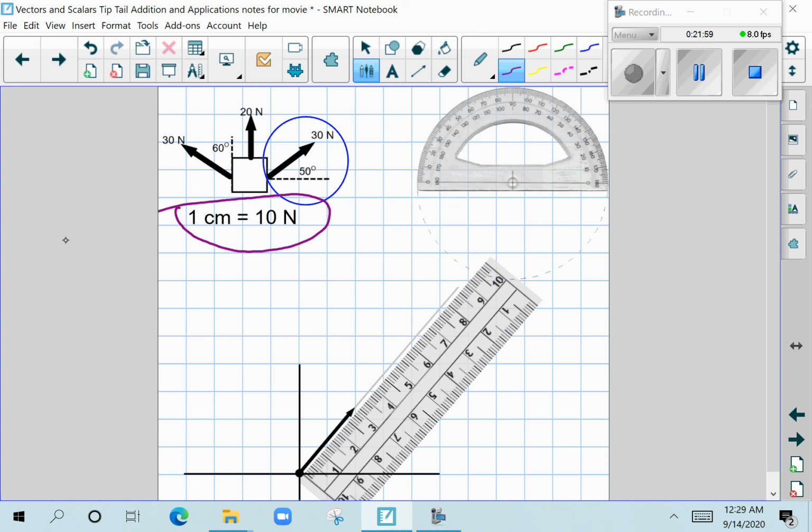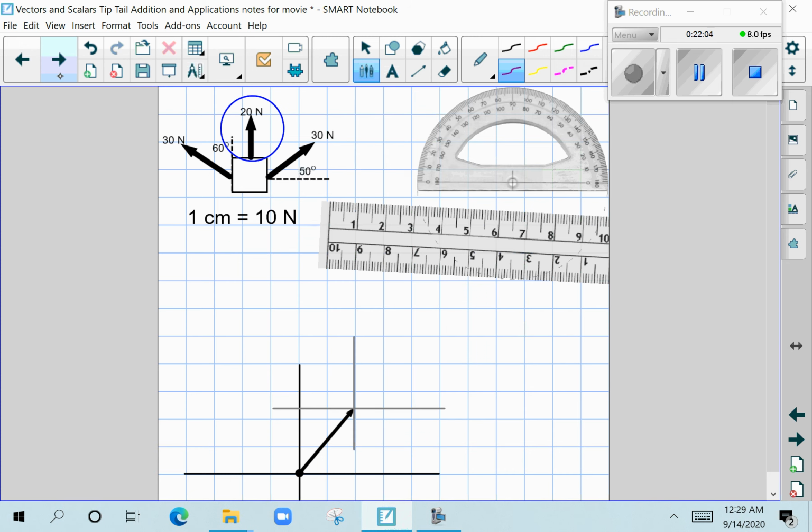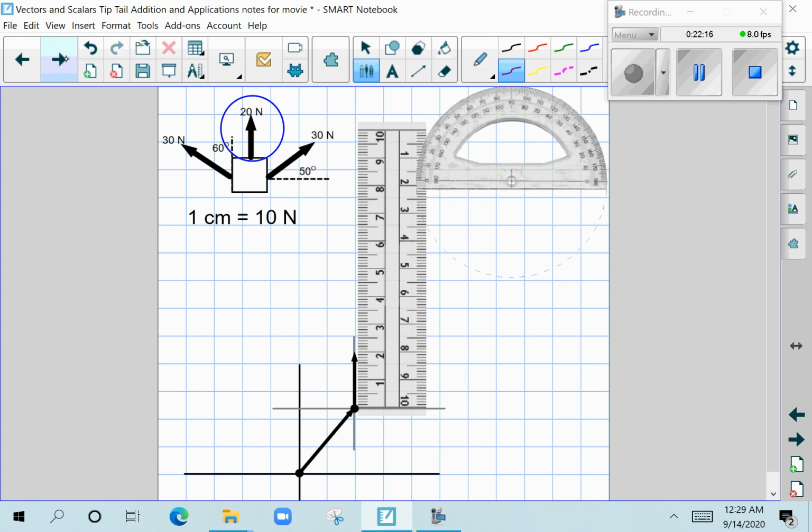Now I'm going to draw out a new origin for my second vector. That is going to be at the tip of the first vector I just drew. This guy is now 20 newtons going straight up. So I'm going to need to now draw out a vector that's going to be 2 centimeters long, which I simply do, and you can see my measurement right there for 2 centimeters.